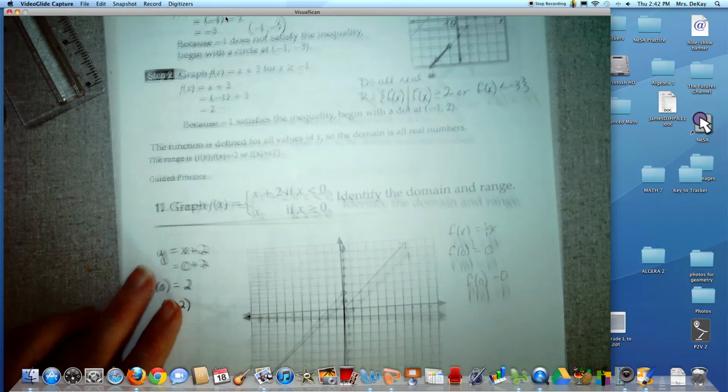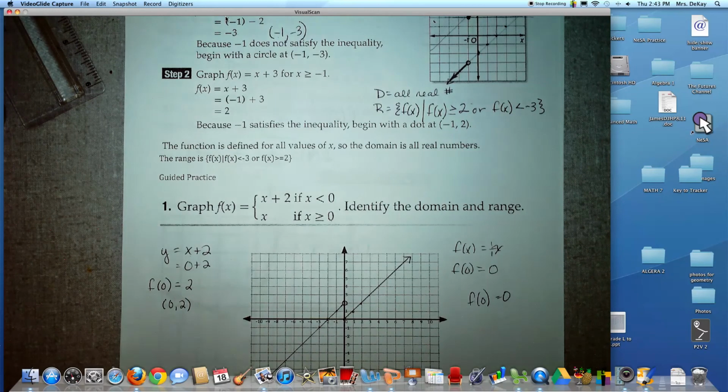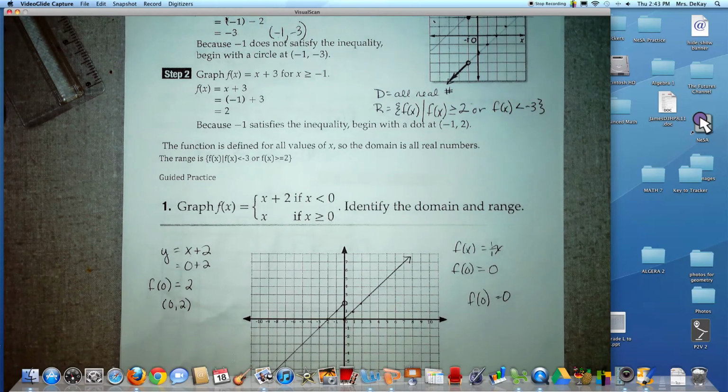Okay, so what I want to do right now is, there's way more in this lesson, but I want you to practice that part right now. We can practice the first one together. Okay?